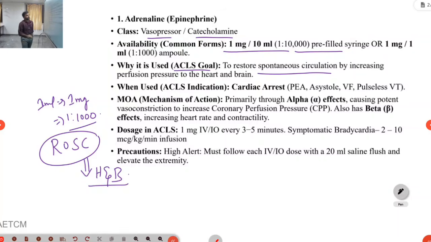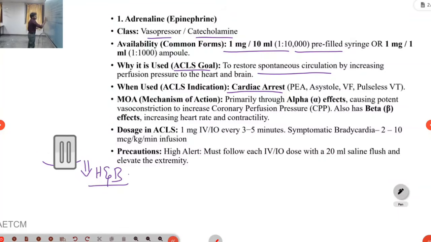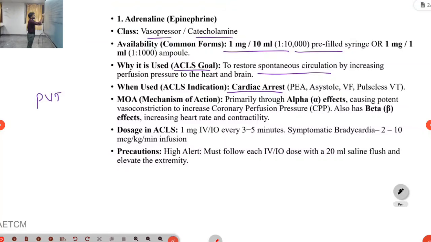So when do we use it? In cardiac arrest, we know we have two shockable rhythms and two non-shockable rhythms. What are the shockable rhythms? They are pulseless ventricular tachycardia and ventricular fibrillation. The two non-shockable rhythms are pulseless electrical activity and asystole. In these situations we will be using adrenaline.